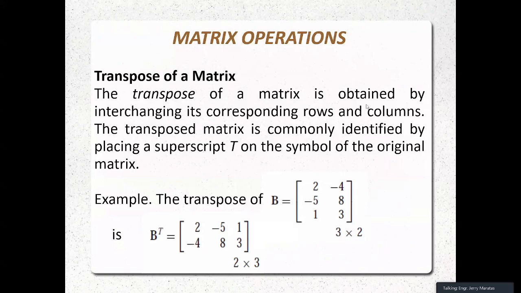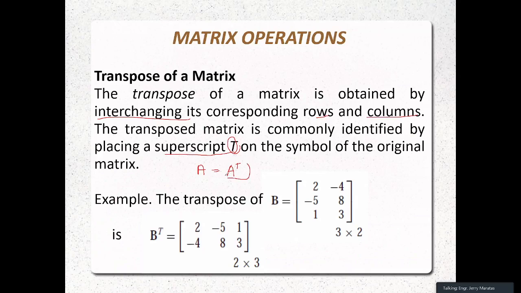The transpose of a matrix is obtained by interchanging its corresponding rows and columns. You simply interchange the rows and the columns. The transpose matrix is commonly identified by placing a superscript T on the symbol of the original matrix. So for example, we have this matrix A. For the transpose of matrix A, you simply put a superscript T on the symbol of the original matrix A.